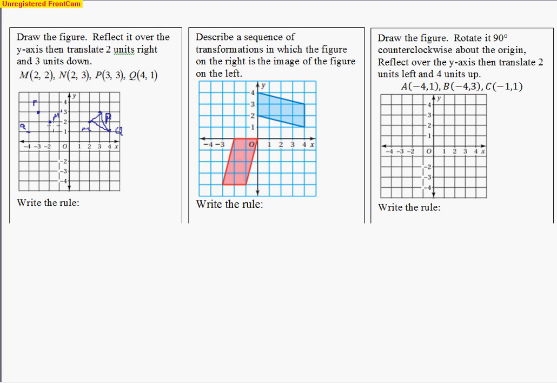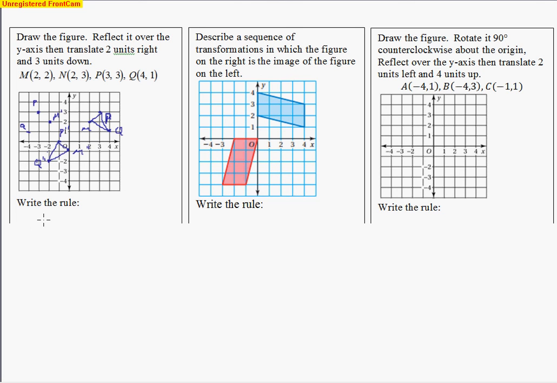So from there, then they ask to translate 2 to the right, 3 down. So 2 right, 3 down. So 1, 2, 3. That's where M double prime will go. P double prime, 2 right and 3 down, 1, 2, 3, goes there. And Q, 2 to the right and 3 down, 1, 2, 3, will end up going there. So once I draw that, that's the figure that we'll end up seeing.